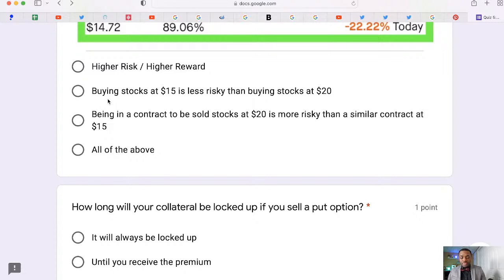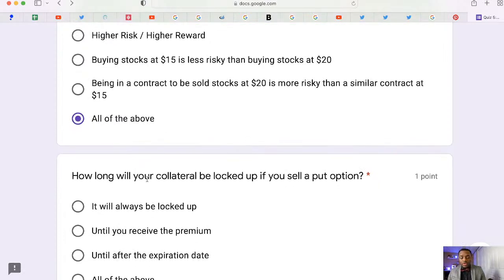So we have this. It says higher risk, higher reward. That's true. Buying stocks at $15 is less risky than buying them at 20. That is also true. And it says this, being in a contract to be sold stocks at 20 is more risky than a similar contract at 15. All of the above are true.